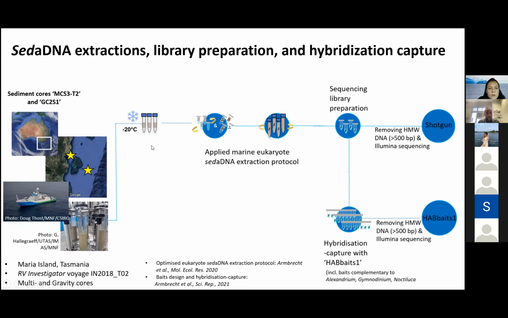And so we had these samples frozen, applied DNA extractions with the same protocol we used for the IODP samples, then prepared shotgun sequencing libraries. That was all done exactly the same as what I've just shown you. And then for a subset of those samples, we applied the baits.